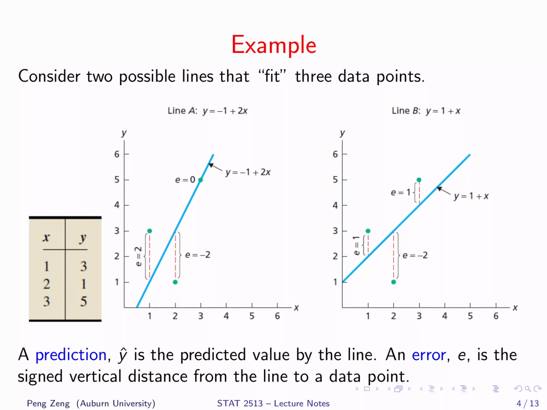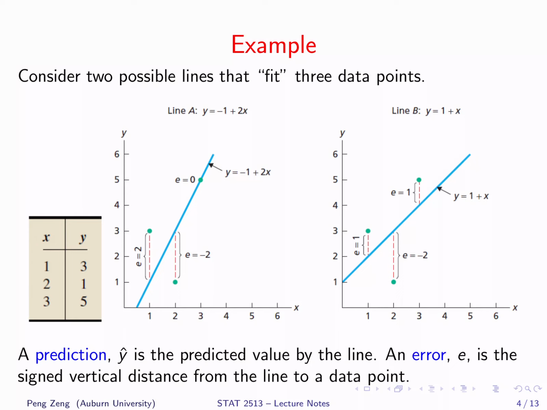Let's introduce some concepts. A prediction is the predicted value of y by the line. It is denoted by y hat. If we have a value of x, use this linear equation, we can calculate a value of y. This value of y is the prediction of the corresponding value of x. A prediction of y may or may not be equal to the observed value of y. Their difference is an error. We use E to denote it.